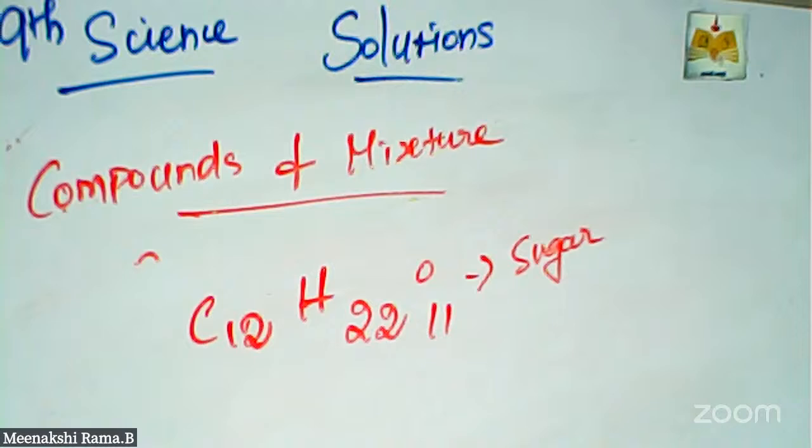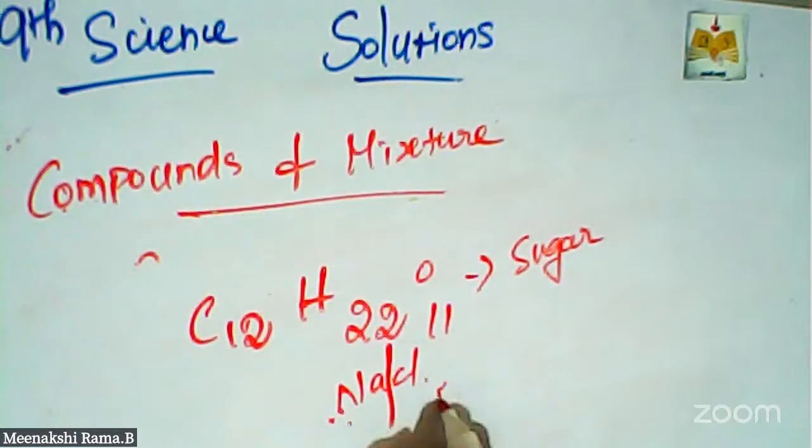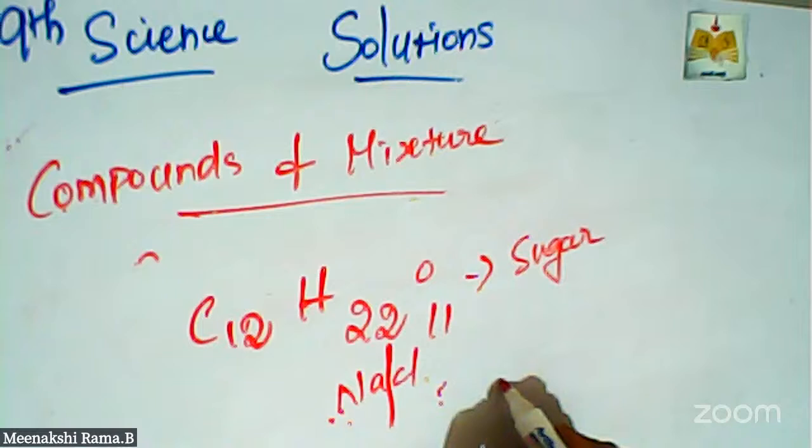And one more example, sodium chloride, NaCl. Sodium and chlorine form the compound sodium chloride. This is our normal salt, which we use for cooking purposes. It is the best example. Sodium is a metal and chlorine is a non-metal. These two are joined to form a compound, that is sodium chloride. So this is the explanation about compounds.